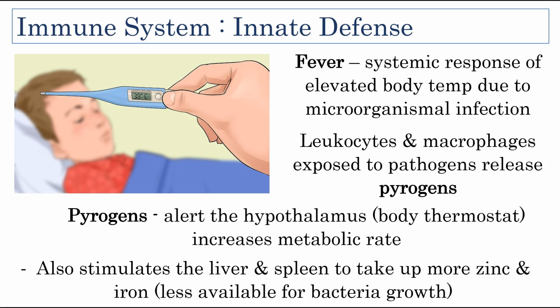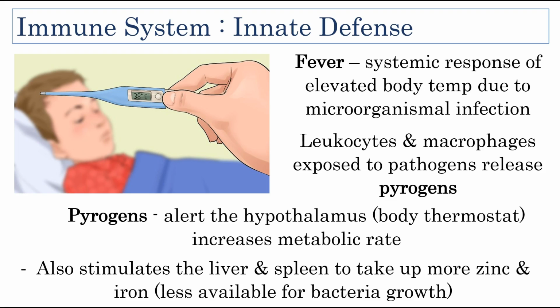And we have fever as a last innate defense. This is a system-wide, whole body response to elevated body temperature due to infection. It doesn't necessarily even have to be a prolonged infection. Leukocytes and macrophages exposed to any pathogen will release pyrogens. Pyro, what does that sound like? Heat, fire, right? Pyromaniacs really like fire. Pyrogens are just chemicals that are sent through the bloodstream to alert the hypothalamus to make the body hot.